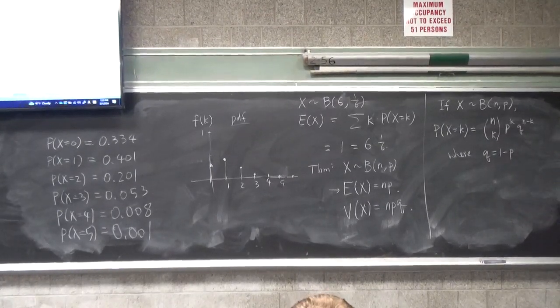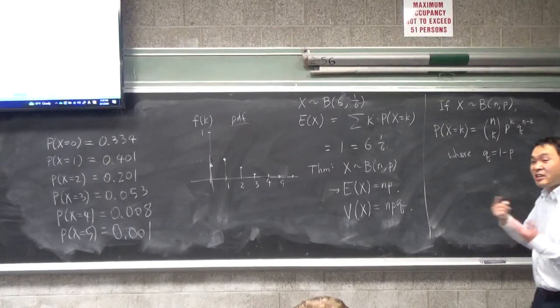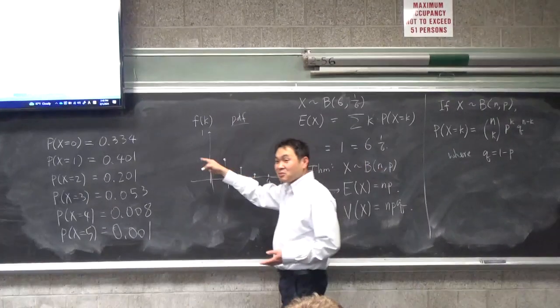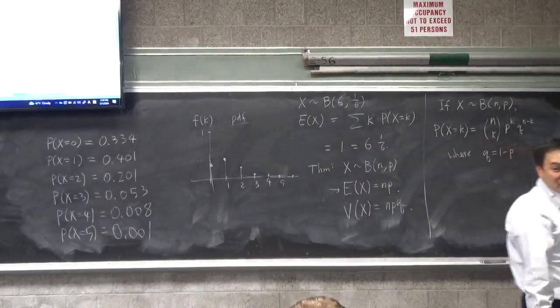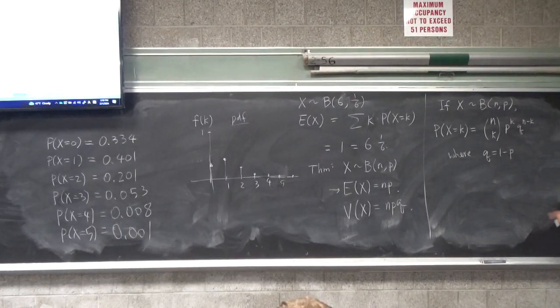If there's a p probability of seeing something, in our previous case it's seeing a 6, right? Then the probability of not seeing a 6 is q, which is 1 minus p, right? Okay? So that's what you have. That's called the binomial probability.